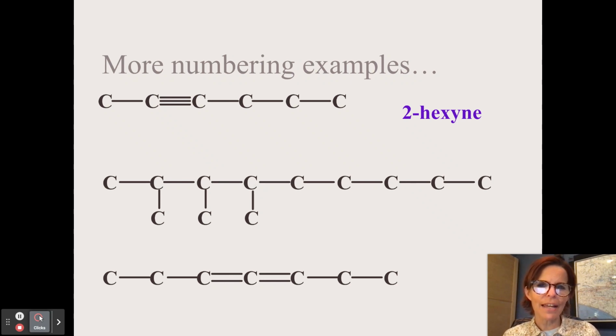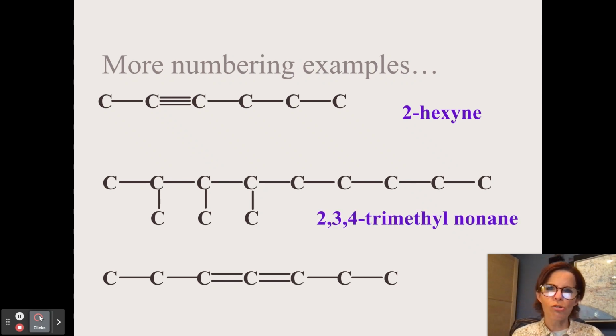So how do we name that, KJ? So here you go. 2, 3, 4. That tells us which carbons are affected. And then we have to say trimethyl. Now be careful, because that prefix can be confusing. Look at the prefixes that you just wrote down. The prefix for 3 is prop, not tri.